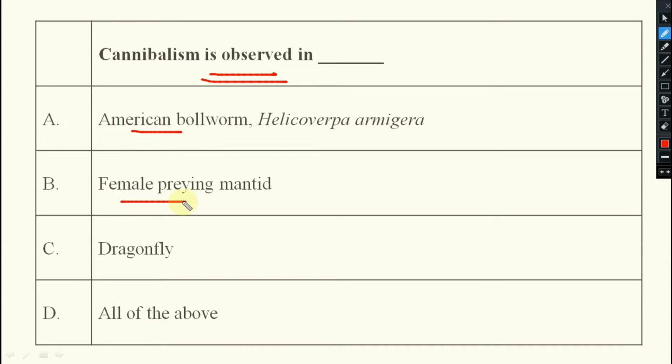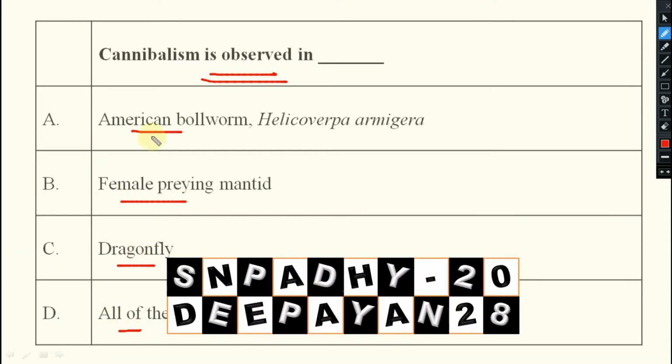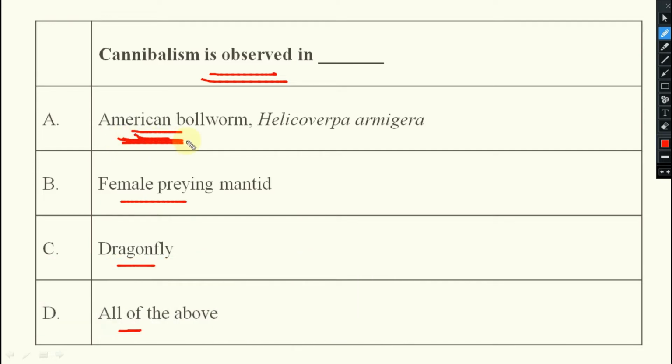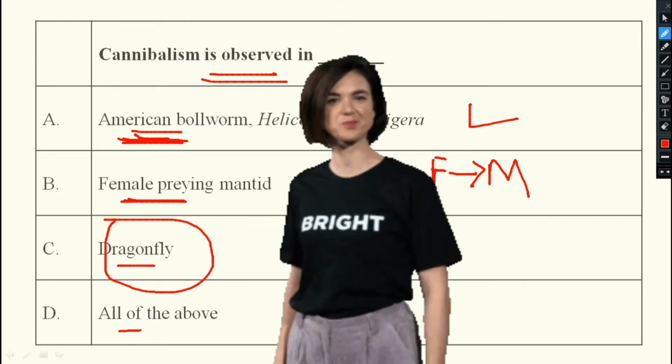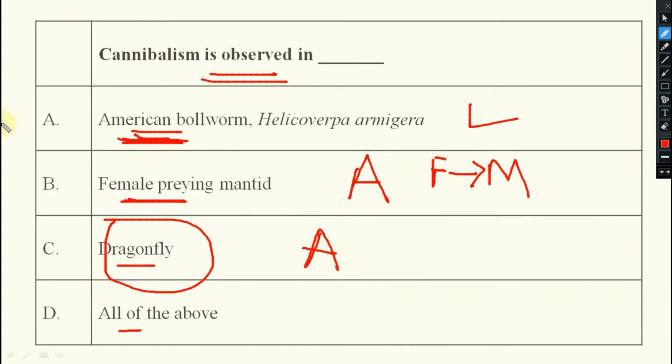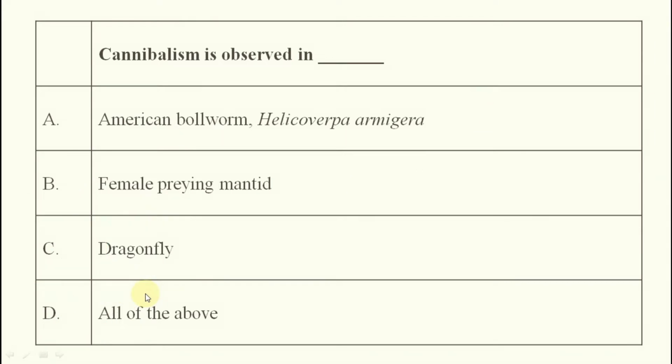Next, cannibalism is observed in which insect? American bollworm, female praying mantis, dragonfly, or all of the above. All of you know Helicoverpa armigera, the American bollworm, undergoes cannibalism in the larval stage. Coming to the praying mantis, in the adult stage, after mating the female mantis will feed on the male mantis, yes or no? So cannibalism is there too. In dragonfly, under severe intraspecific competition, the adults will feed on each other, yes or no? That means in all the cases cannibalism is there. So option D, all of the above, is the right answer.